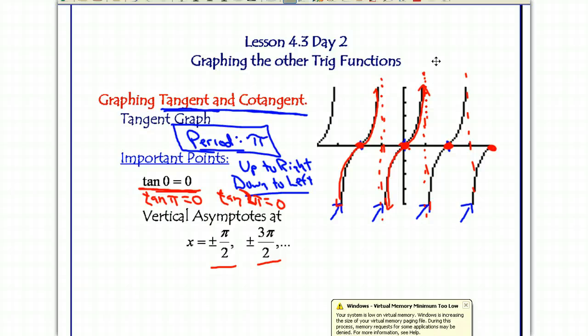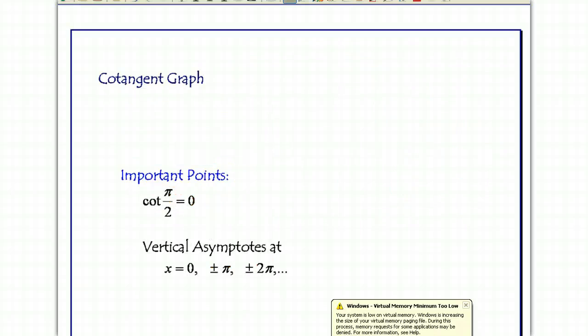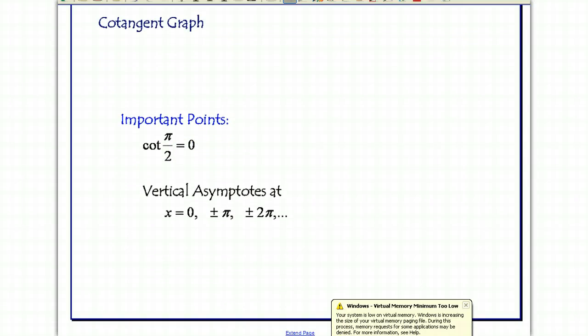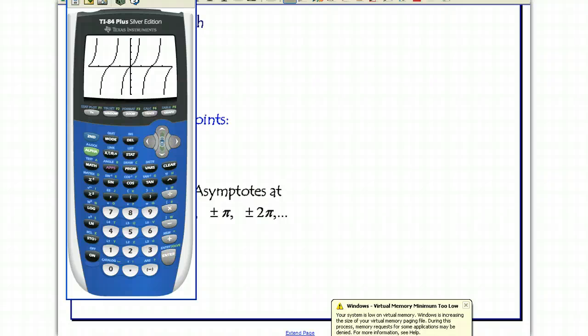All right, let's look at the cotangent graph. It's going to be pretty much the same thing. So we've got the tangent, and we've got the cotangent. Let's look at this on our calculator. We have y equals, and to get cotangent, I'm going to go 1 divided by tangent.